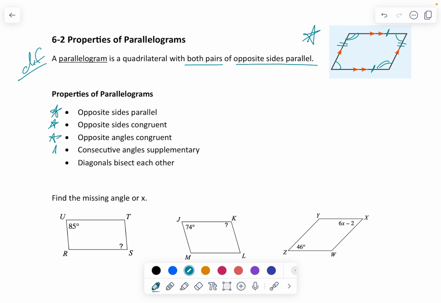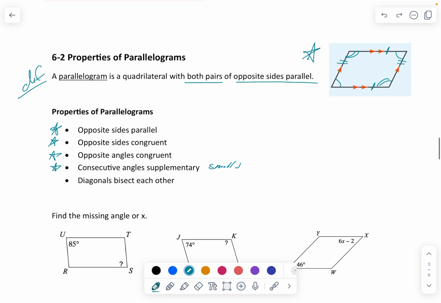Now the next one is consecutive angles are supplementary. So consecutive angles means ones that are next to each other. So we could be talking about these two, a small and a big, or we can be talking about these two, again, a small and a big. So I like to say this like a small angle, oops, that says angle. A small angle plus a big angle is equal to 180.